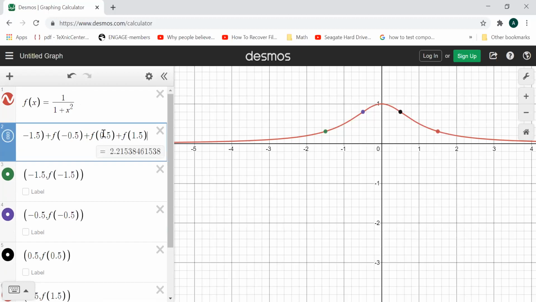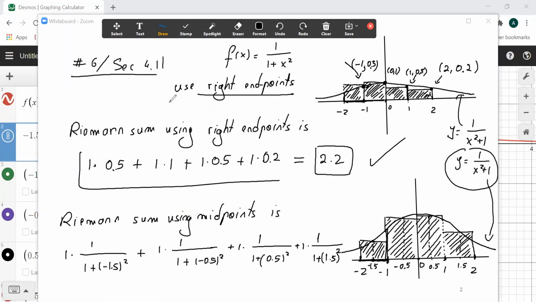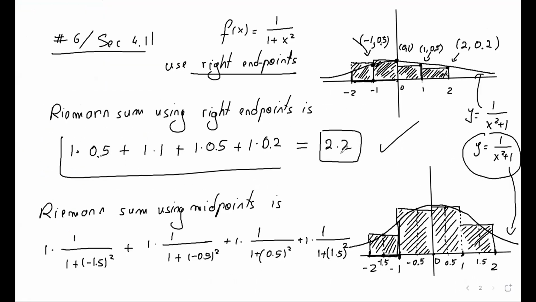So those are the midpoints. And it turns out that the value of the sum is 2.21538, etc. If you compare with what we got earlier by using right endpoints, you will see that you get approximately the same value, 2.2 earlier, by using right endpoints.